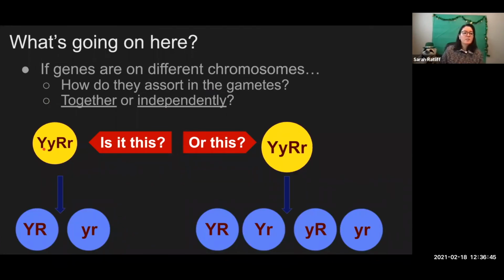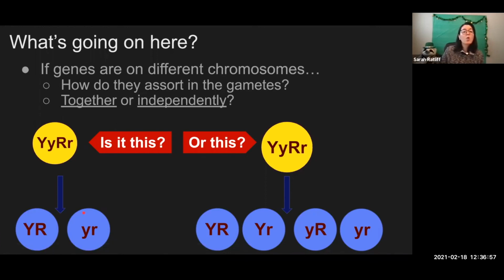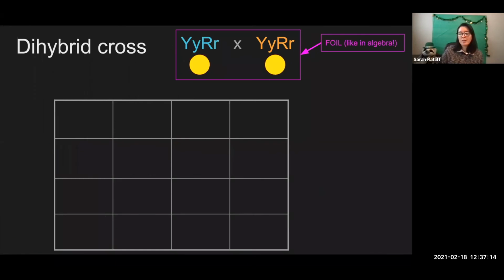If they did it together, it would look like this on the left. We would get one that's dominant for yellow and round. We would get one that's recessive, green and wrinkled, every time. Or if they assort independently, we get this one on the right. We get all the different combinations of capital Y's, lowercase y's, capital R's, and lowercase r's. That's where those 2 new phenotypes came from.